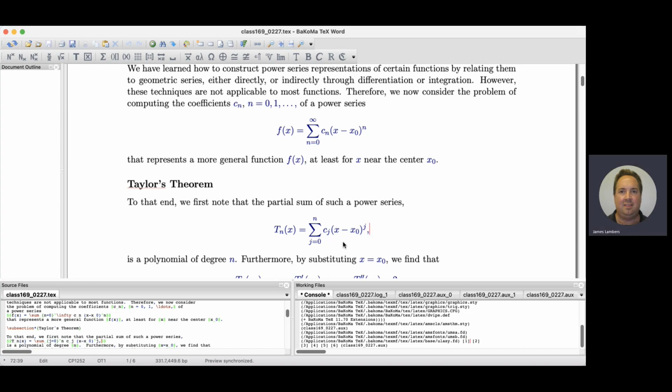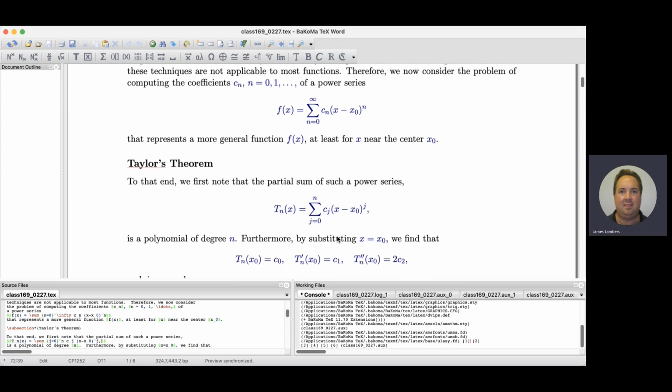So then, if I substitute x equal to x naught, all of these terms will be 0, except for when j equals 0. So I end up just getting c naught. So what that means is c naught is just the value of this polynomial at x naught.